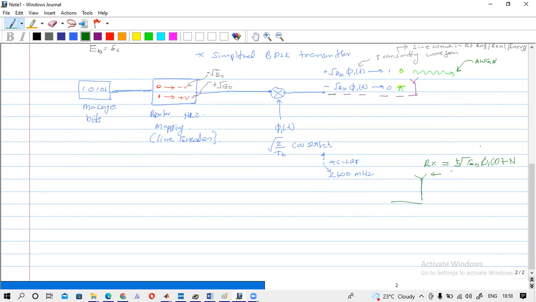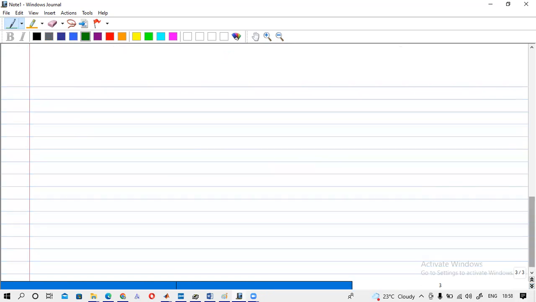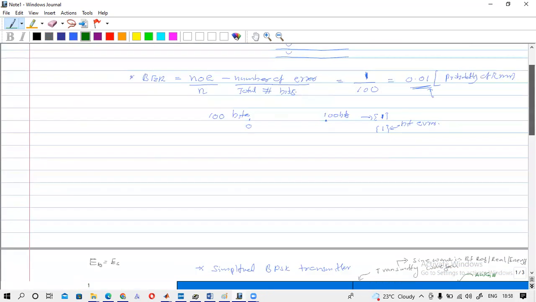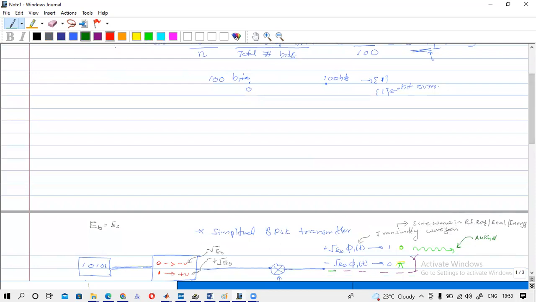Now you can see that we are going to send root EB or minus root EB. I will discuss the other things also before we come to this point.